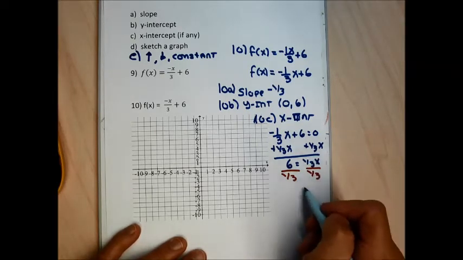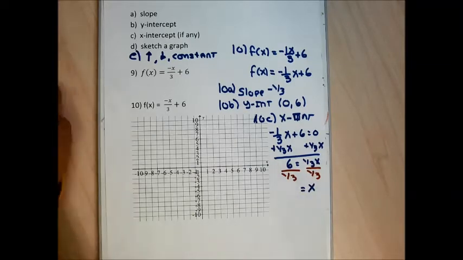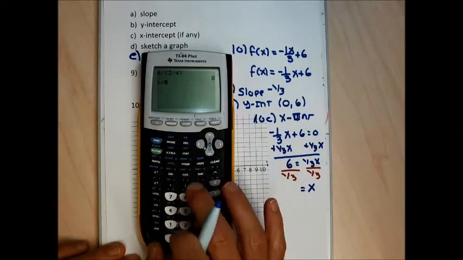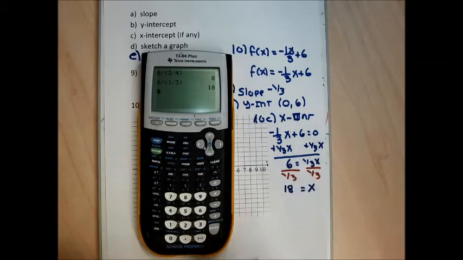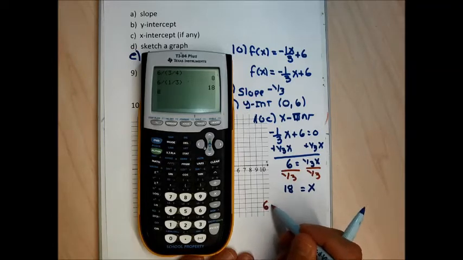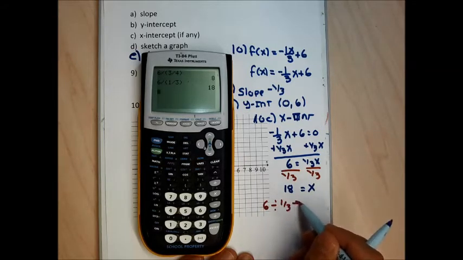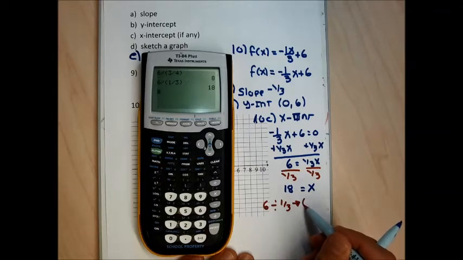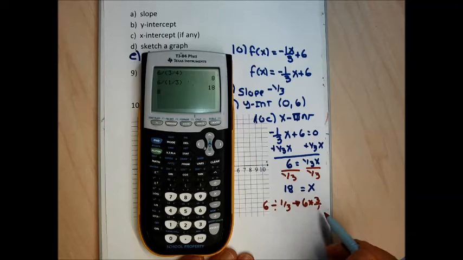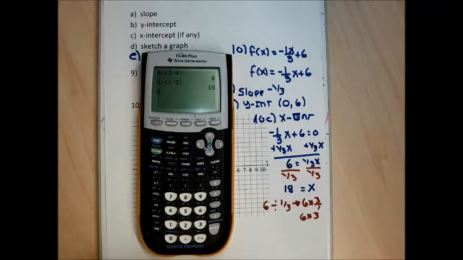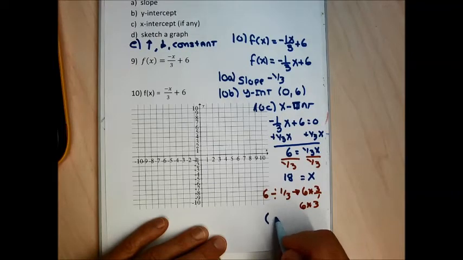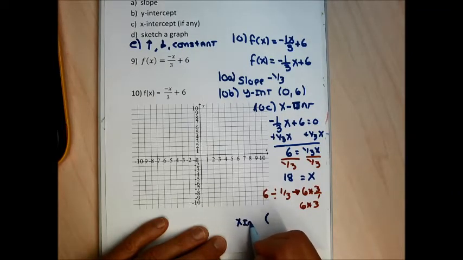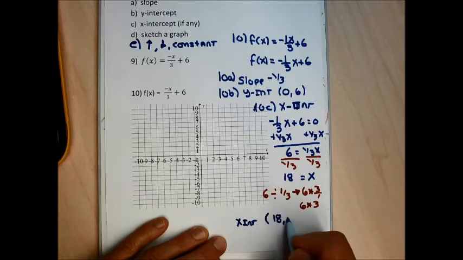On the right-hand side, the 1/3s are going to cancel. I'm going to get an x. On the left-hand side, I can pull out my calculator and do 6 divided by parentheses 1 divided by 3 and get 18. Or I could have thought of this as 6 divided by 1/3, and dividing by a fraction is the same as multiplying by the reciprocal, so this is really 6 times 3 over 1, and 3 over 1 is equal to 3, so this is really 6 times 3, and I could have gotten that 18, the x part of the x-intercept, by hand. My answer to part 10C is the x-intercept is going to be the point 18, 0.